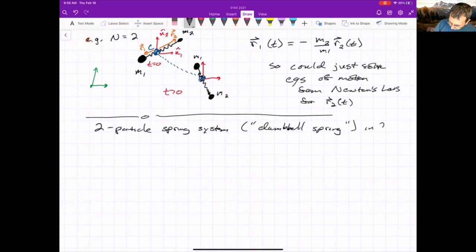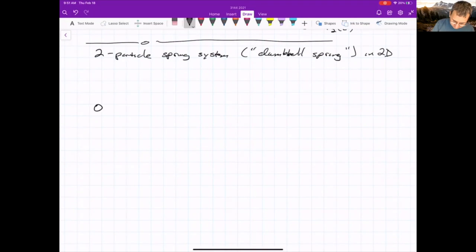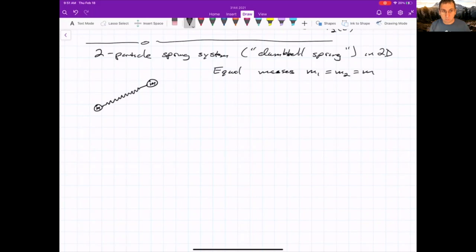And this is just, we'll do this only in 2D. So here's one of the masses, and then some other mass. I'll say that they're equal masses. That'll make life a little bit easier. So M1 and M2 are both just equal to M. And the only force present is the spring force.